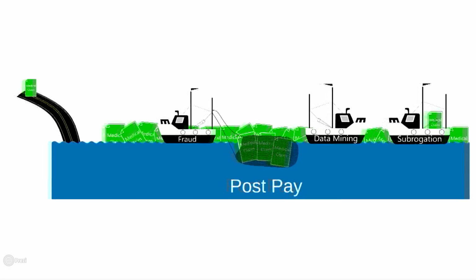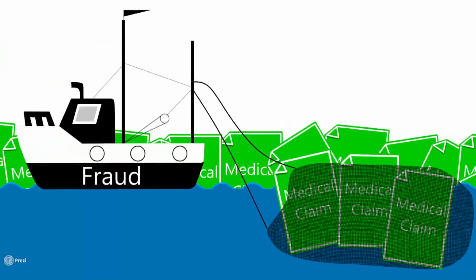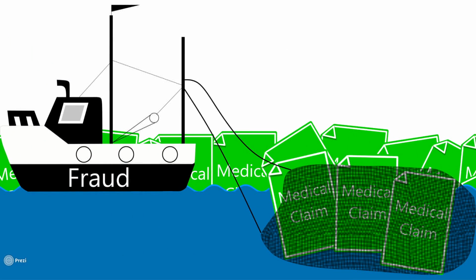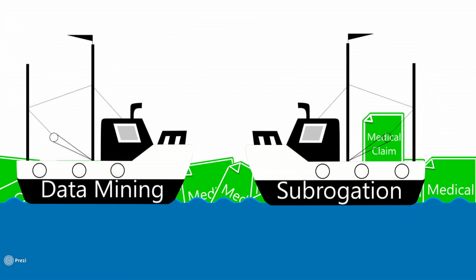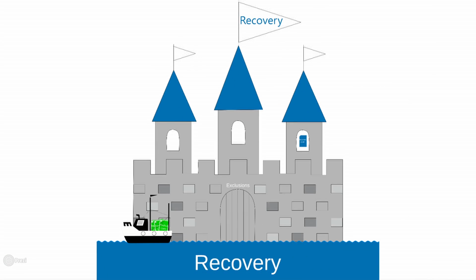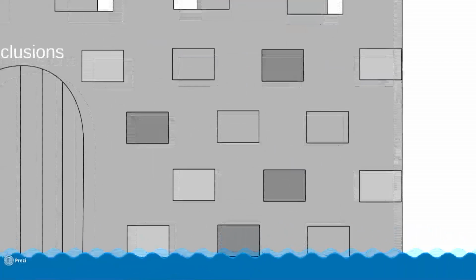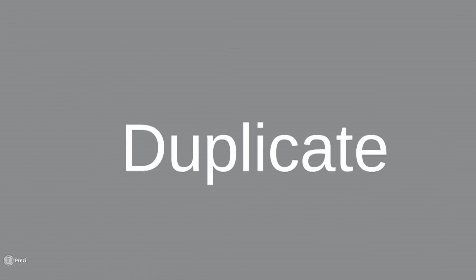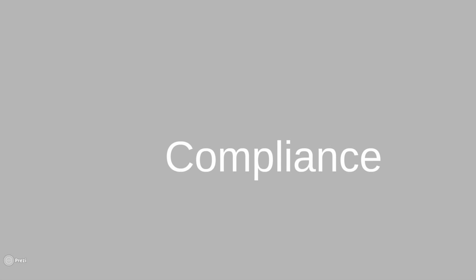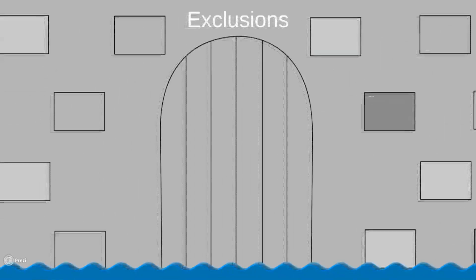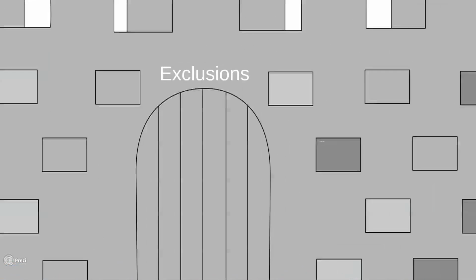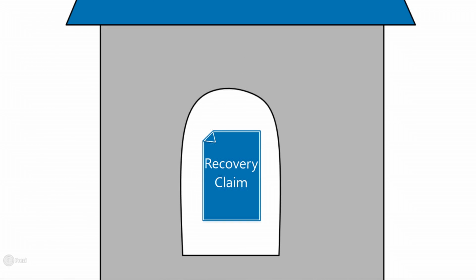And then these claims all get bunched together, and these different departments go around and they search for this out of this big mop of medical claims. Which ones are subrogation or data mining? And they go to recovery land. So this is Cerberus. And you can think about kind of each one of these bricks is a check, a validation that we're doing. Duplicate checks and some compliance checks. And once it makes it through this exclusions wall, it becomes a recovery claim.